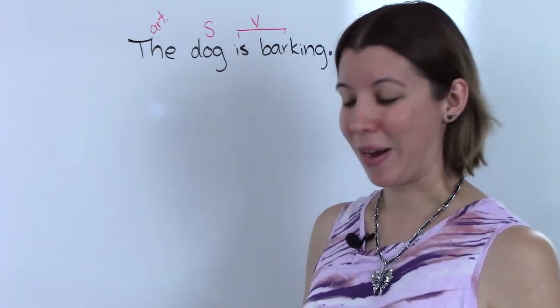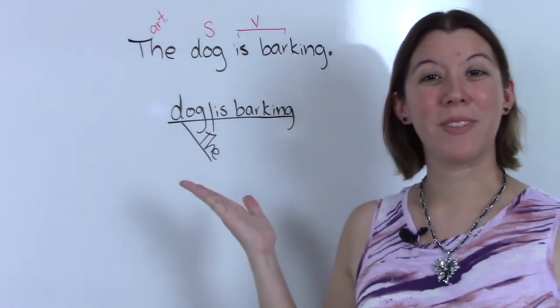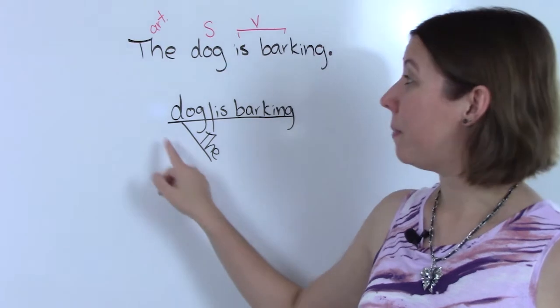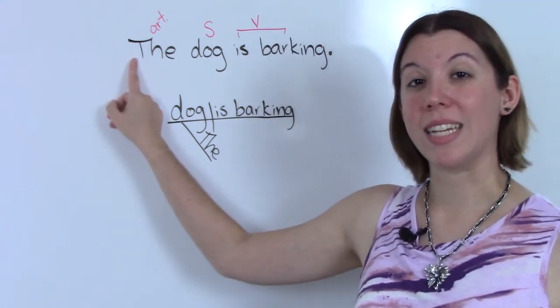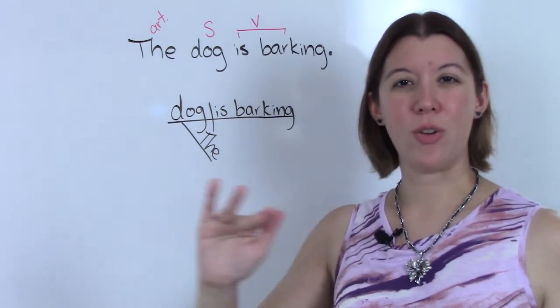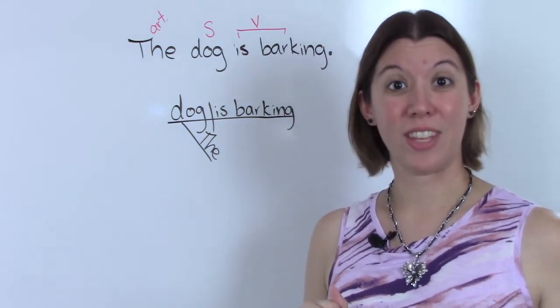Now I'm ready to diagram. And there's my finished diagram. Notice how I capitalized the T in the because it's capitalized in my original sentence. With diagramming, we keep capitalization but ignore punctuation. Feeling good? Great, let's try another.